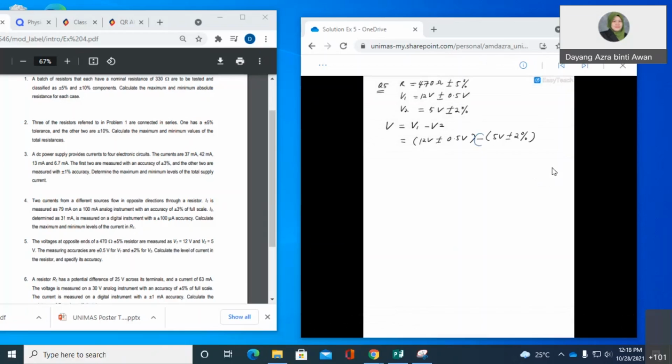For analog instruments, you need to take the 3% accuracy divided by the full measurement of the analog instrument itself. But for the digital instrument, you can just go directly with the given accuracy. Since the question is minus, you just minus the voltages and then you add up the absolute error of each of the voltages.